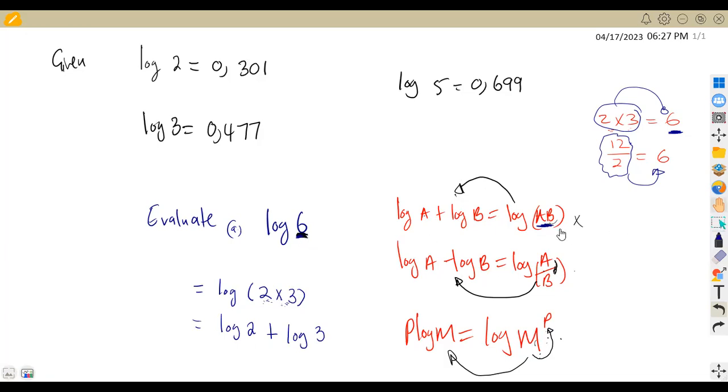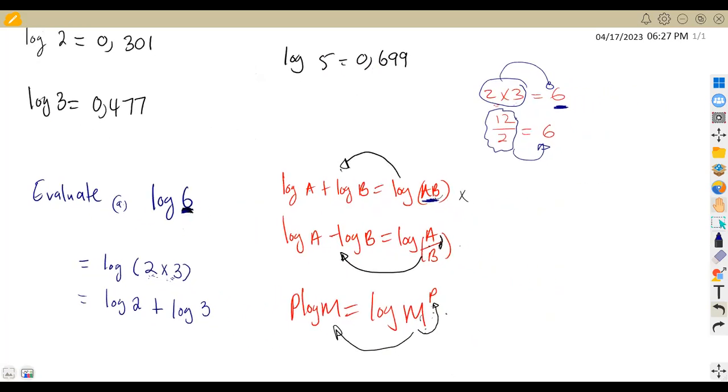We are just reversing this consideration where we are given a question, evaluate log 2 plus log 3. Then we are going to simplify. Okay, I'm adding the logarithms, the bases are the same. What am I going to do? I'm going to multiply the numbers, which is going to give us log 6. So it's a reverse this time.